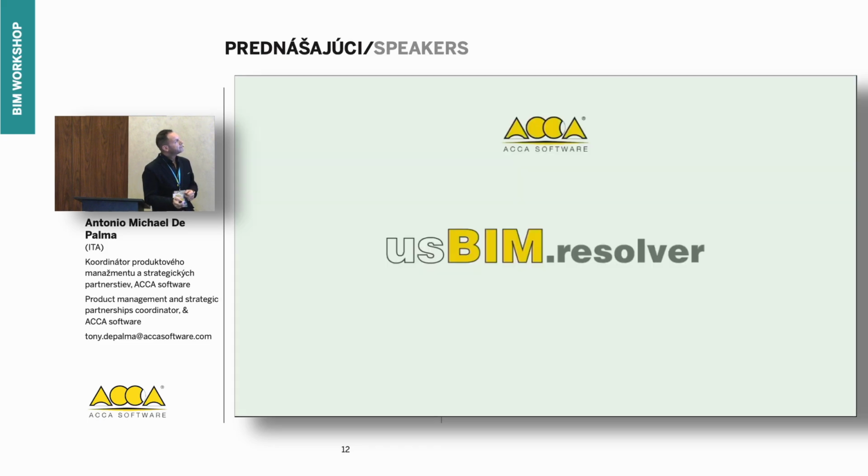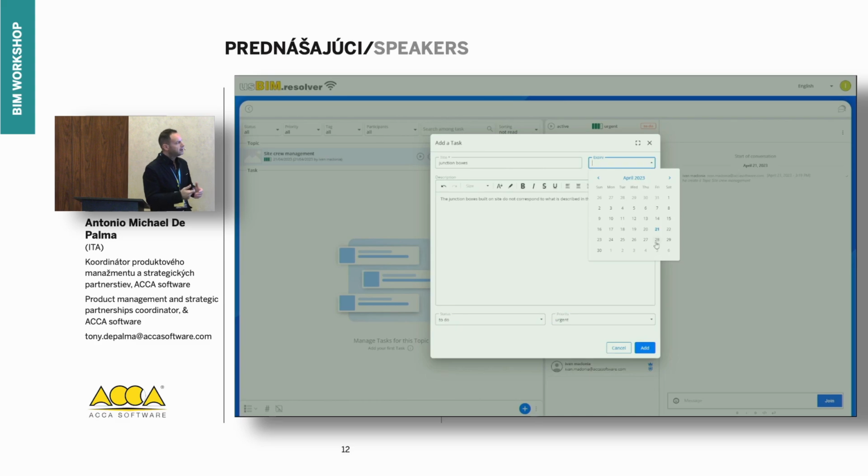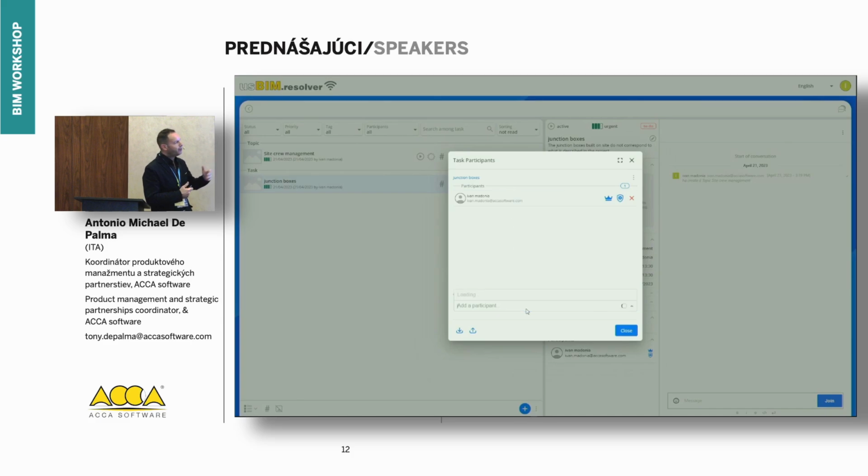Okay. The next case is usBIM Resolver, which connects up to the previous case study with the usBIM clash, in the sense that it allows us to receive those clash detection issues and assign them to the relating specialistic discipline. So here you can see we are adding a new task. We subdivide these into tasks and topics.